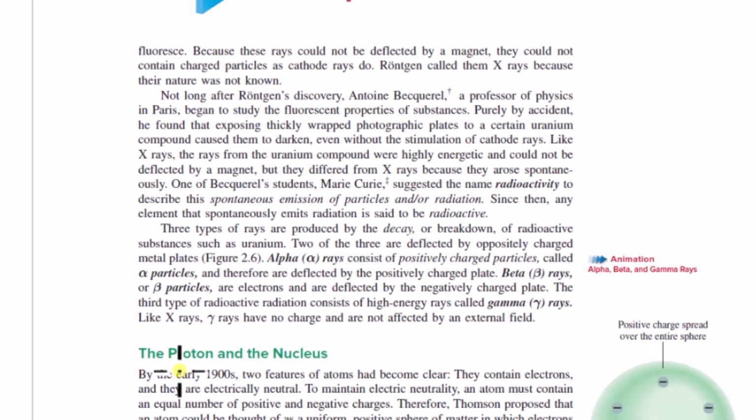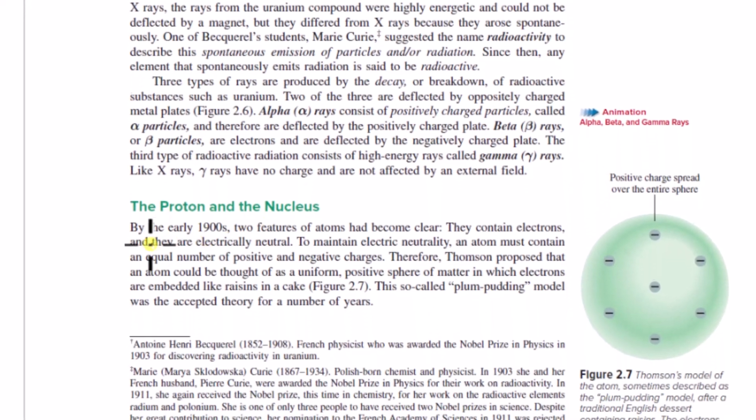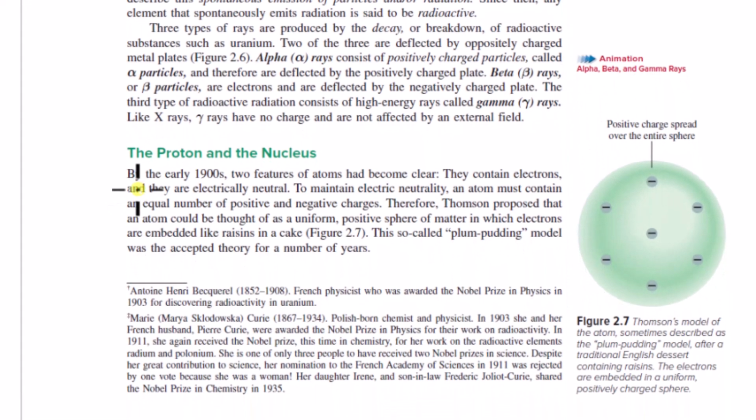Okay, now the proton and the nucleus. By the early 1900s, two features of atoms had become clear. They contain electrons and they are electrically neutral. To maintain electric neutrality, an atom must contain an equal number of positive and negative charges.